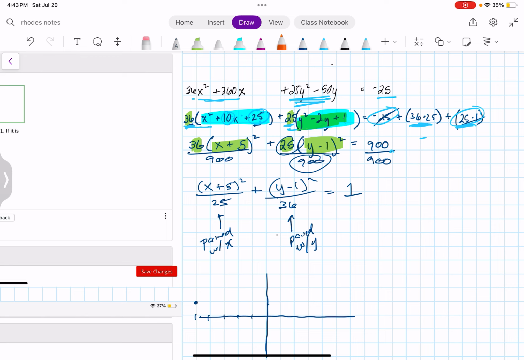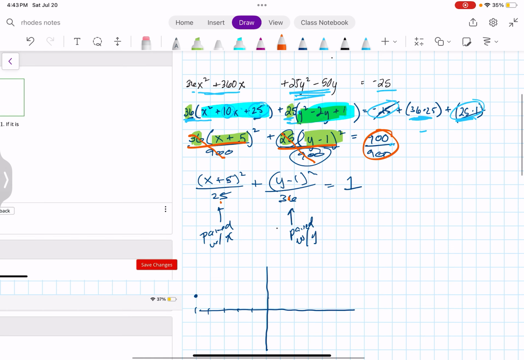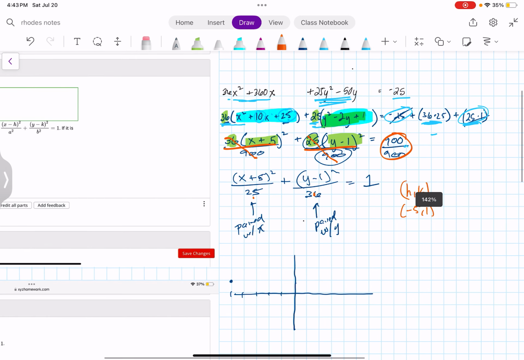Now, the 900 in the ellipse format has to be a 1. So I've got to divide by 900 to all parts. So go ahead and do that. And 36 divided by 900 gives me 25. 25 divided by 900 gives me 36 in the denominator. Okay. So when we get this ellipse format, you identified h comma k, the center, as -5, 1, which was correct.